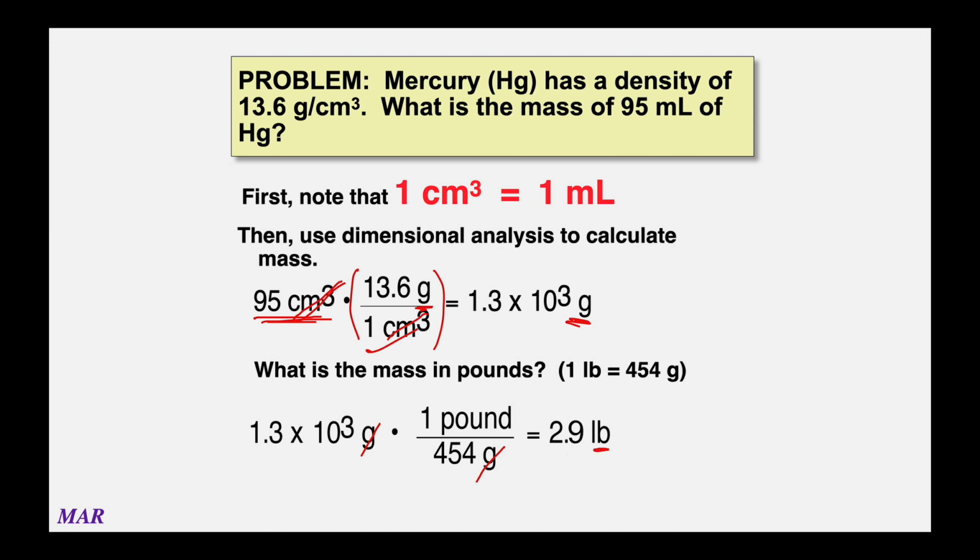In your calculator, you'd go 1.3 times 10 to the third divided by 454. No reason to multiply by 1 and then divide by 454. That's too much work. So 1.3 times 10 to the third divided by 454, 2.9 pounds. Again, I'm cutting some of the numbers off from what you're getting in the calculator because of significant figures, and we'll talk about that here in a little bit.